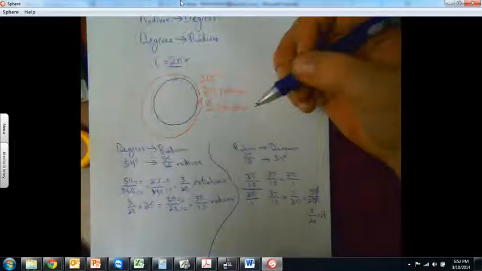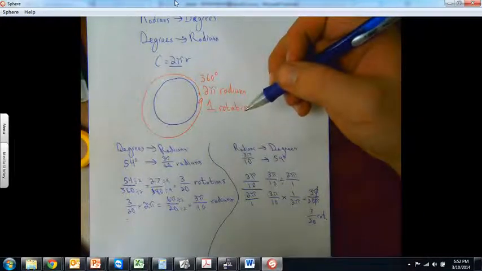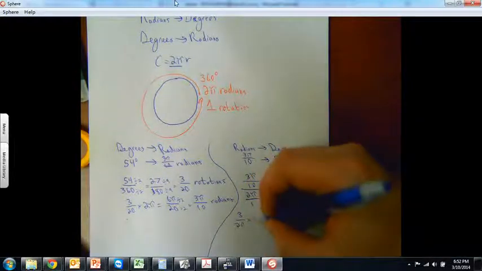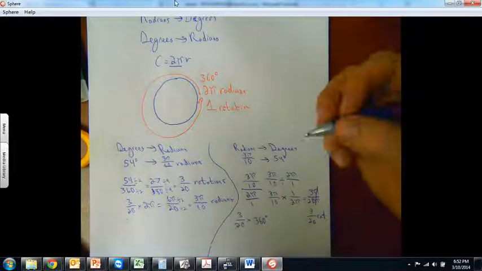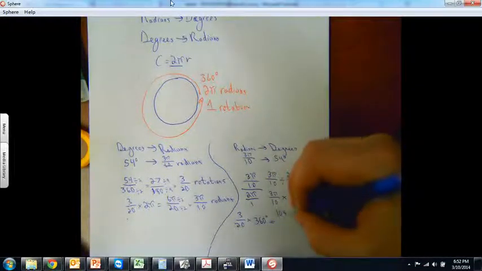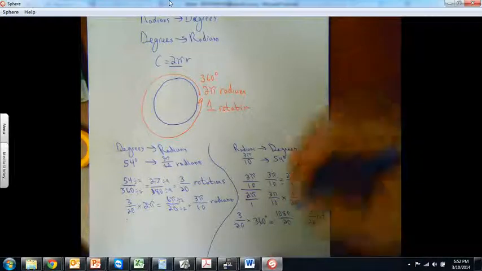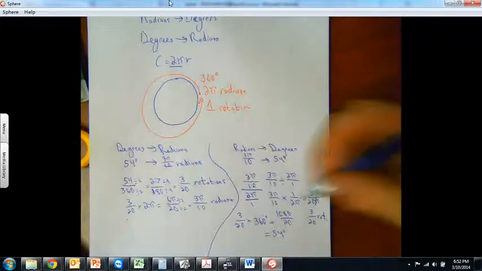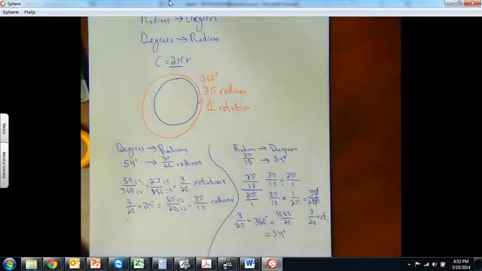3 over 20 rotations. Now I take that, 3 over 20, multiply it by the total number of degrees, 360, and I get 1080 over 20. 1080 divided by 20 is 54 degrees. So it works backwards and forwards. Now, what I wanted everyone to try and complete was this table out of the book.